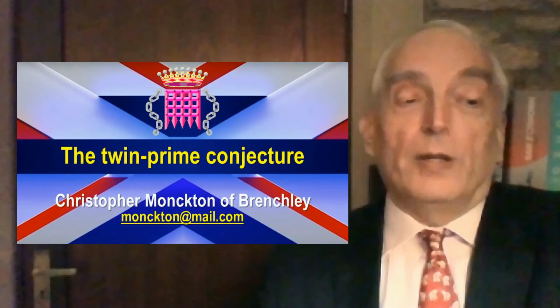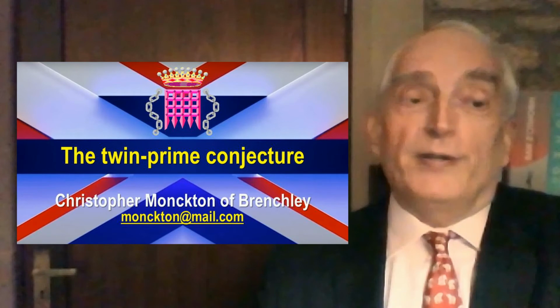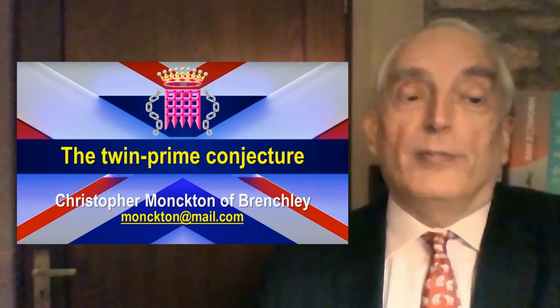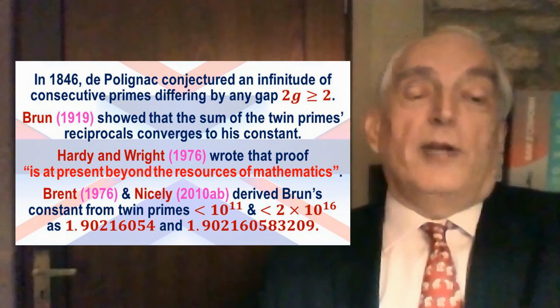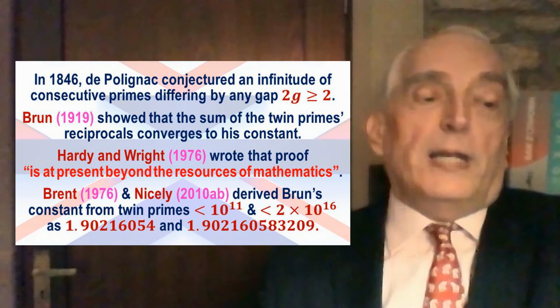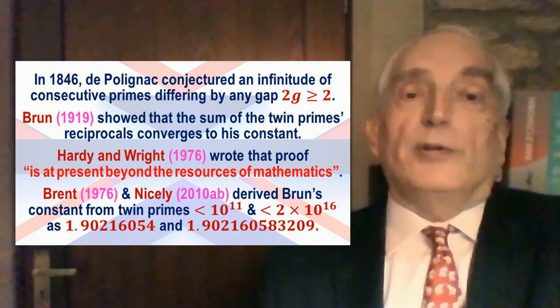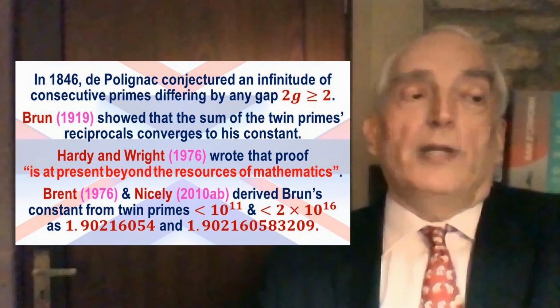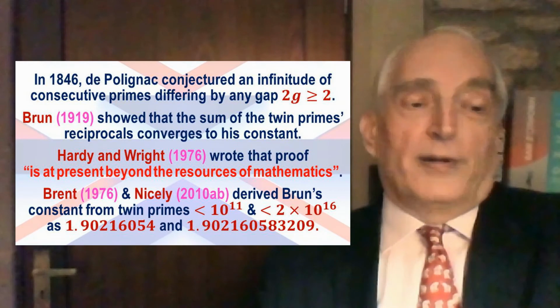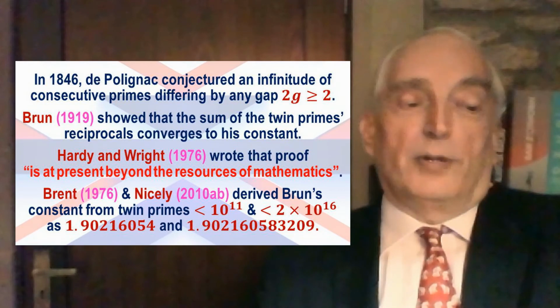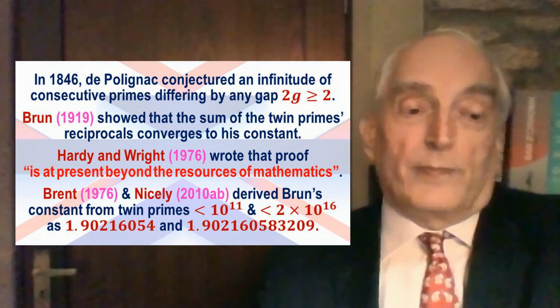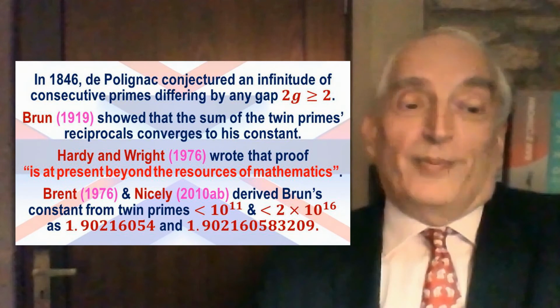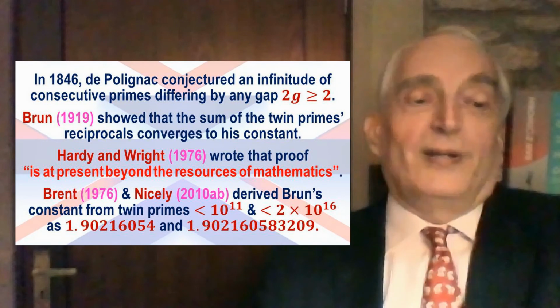But wait, there's more. We can apply exactly the same method to the twin prime conjecture. In 1846, de Polignac conjectured an infinitude of consecutive primes differing by any gap 2g greater than or equal to 2. And the lower end of that conjecture is, of course, a gap of just 2 between a pair of primes. And that's the twin prime conjecture. It's a special case of the general de Polignac conjecture.